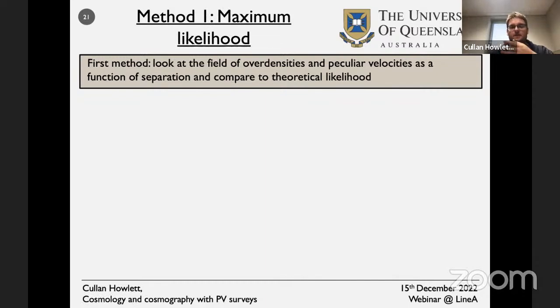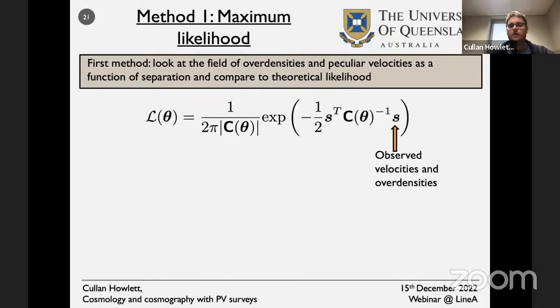Here you're looking at the field of overdensities and peculiar velocities as a function of separation, and you're comparing that to a theoretical likelihood, which contains information on the growth rate of structure. This is actually really simple in principle. We say, imagine the distribution of observed velocities and overdensities is given by a Gaussian distribution, where this is the observations, and all of our theory is absorbed into the variance of the distribution, the covariance matrix of this field.